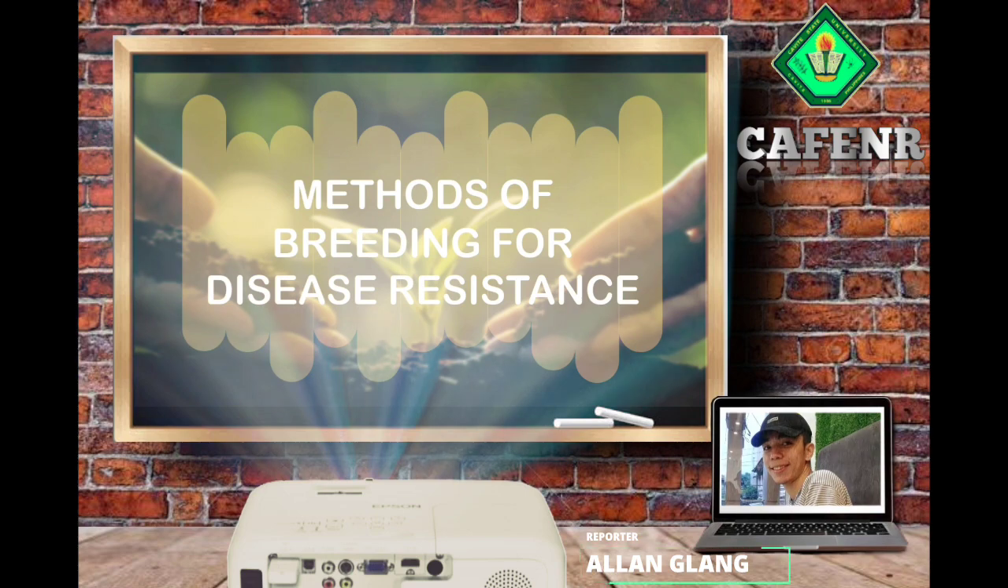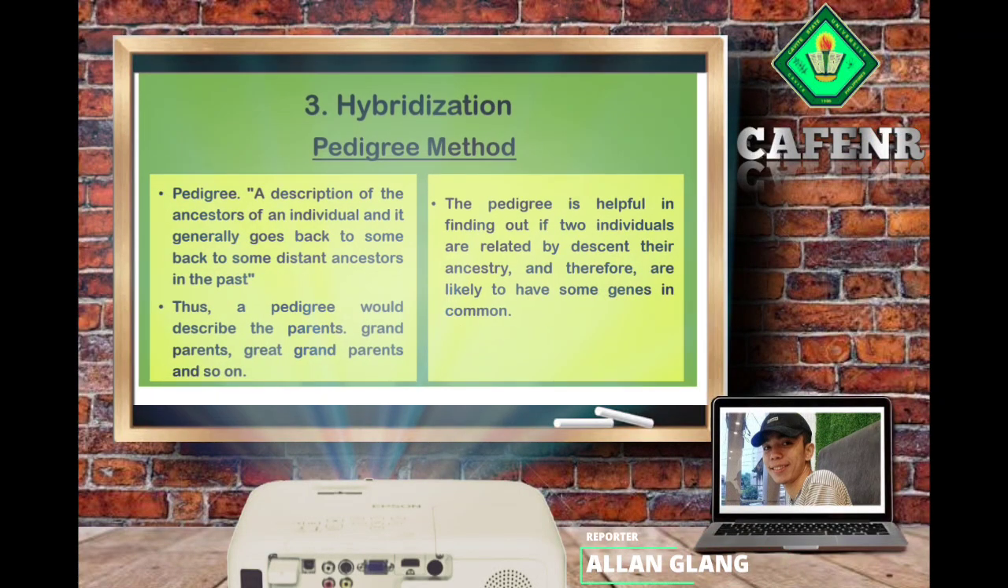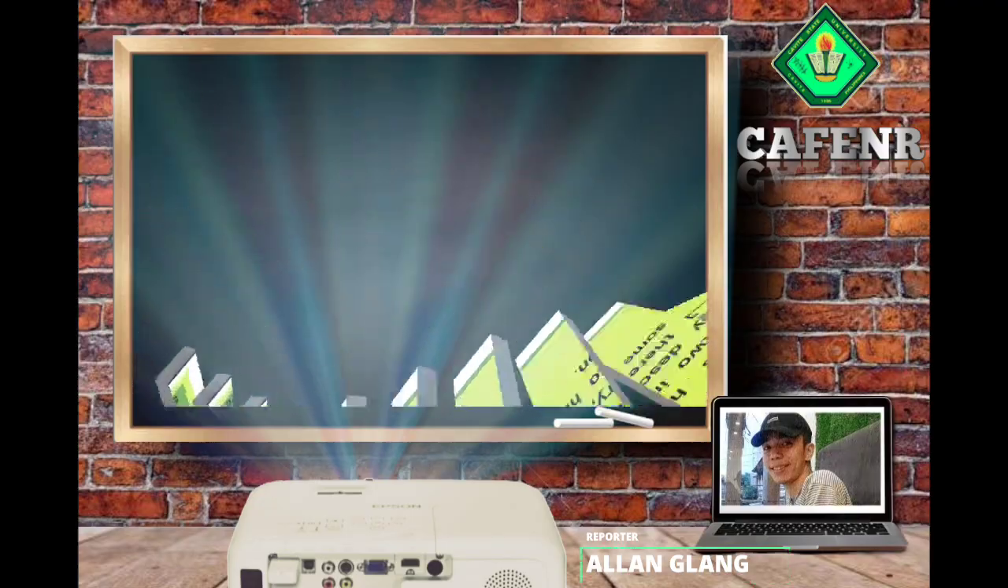Methods of breeding for disease resistance. First, we have the selection, introduction, hybridization, pedigree method. The method was first described by H. Lowy in 1927. Pedigree, a description of ancestors of an individual, and it generally goes back to some distant ancestors in the past. Thus, a pedigree would describe the parent, grandparents, great-grandparents, and so on. The pedigree is helpful in finding out if two individuals are related by descent, their ancestry, and therefore are likely to have some genes in common.